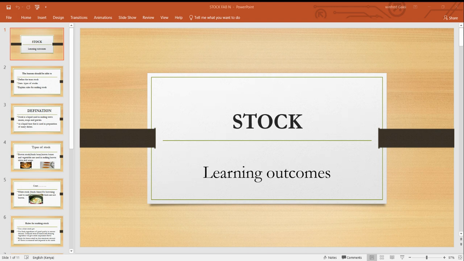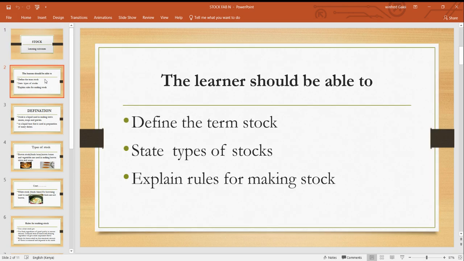So, on to one, let us go straight forward to food production theory, whereby we will be tackling stock. And before that, we need to know the learning outcomes. So let us look at the learning outcomes, and I believe you are seeing the slides. The learning outcomes are the same as the objectives, so that we can know what to expect.